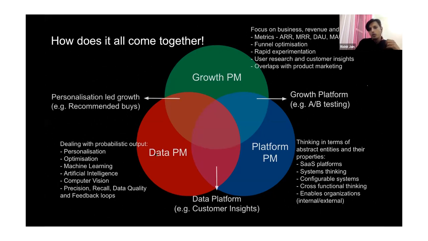And then the overlap between a data PM and a growth PM would be something like personalization led growth, which is a very, very common example around recommended buys. And if you look at all of these three, how they all come together is to build an ecosystem, an entire company, so to say, or a homepage example, where a growth PM drives conversion, a data PM gives recommendations, and a platform PM has built the building blocks on which the homepage was created.